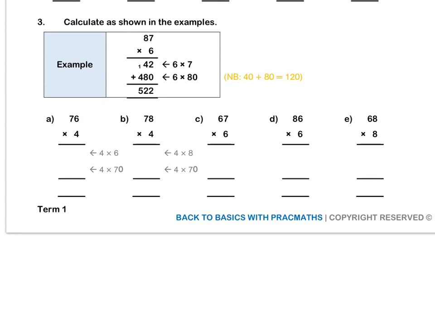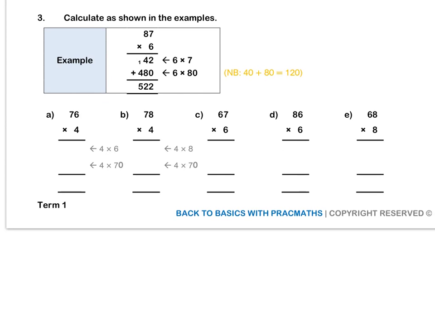Question 3. 6 times 7 is 42. 6 times 80 is 480. Then we add up. We have 2 units. We have 12 tens, or 120. And we have 5 hundreds, for 522. Pause this video to complete question 3.